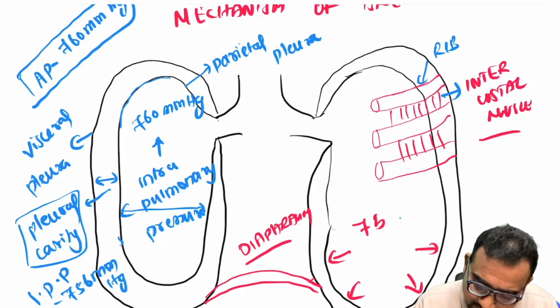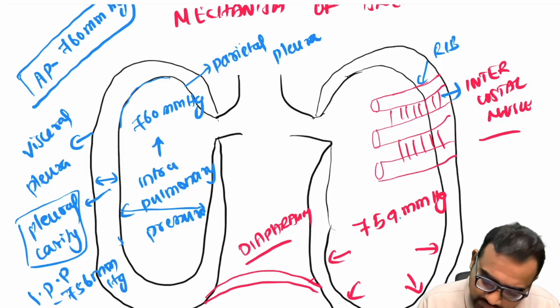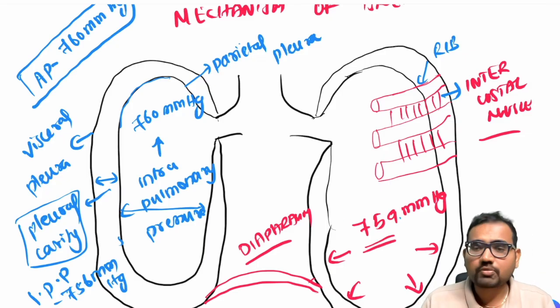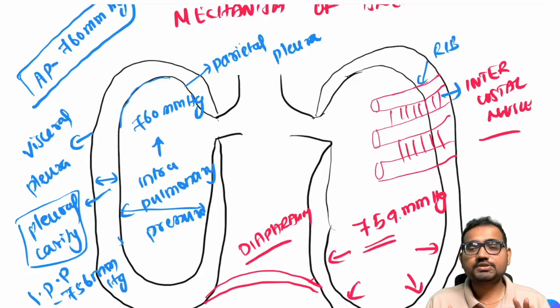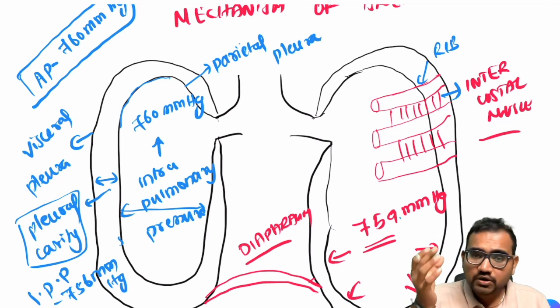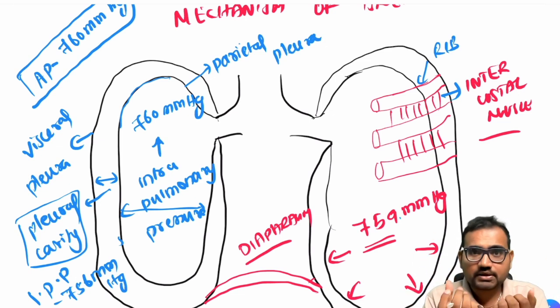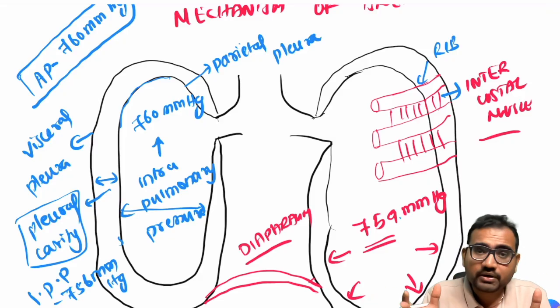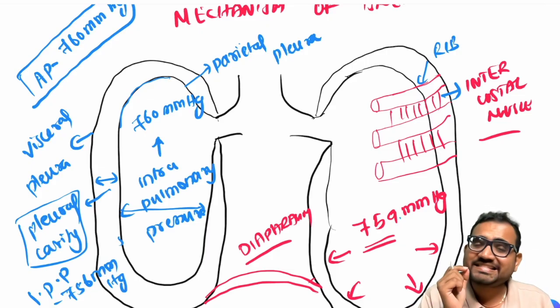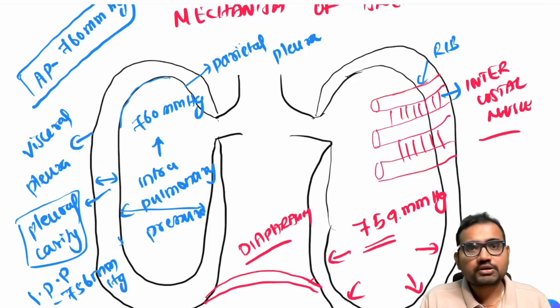So it becomes 759 mmHg. Okay, so because of the drop in pressure, the atmospheric pressure is more than the intrapulmonary pressure, so air comes inside the lungs. This is what is happening in inspiration. So the intercostal muscles and the diaphragm both contract, so the volume of the lung increases, so the intrapulmonary pressure drops by 1 mmHg, that is 759. So because of the drop in pressure, the air from the atmosphere comes inside the lungs. We all know that the air moves from the area of higher pressure to the lower pressure.